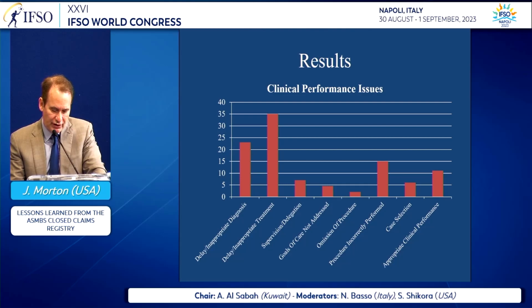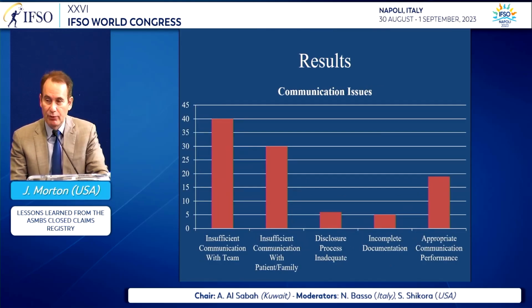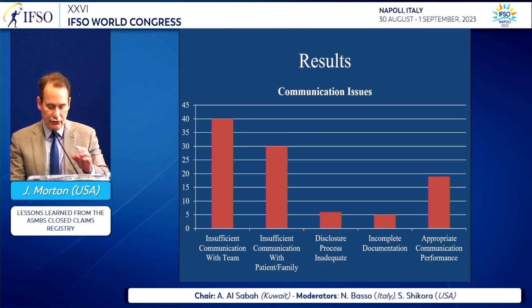Clinical performance issues, again, the big one was the delay in treatment. Delay in diagnosis was the second leading one. Communication issues came up repeatedly. There were communication issues with the team. People weren't sure that a test had been done or it had been ordered.